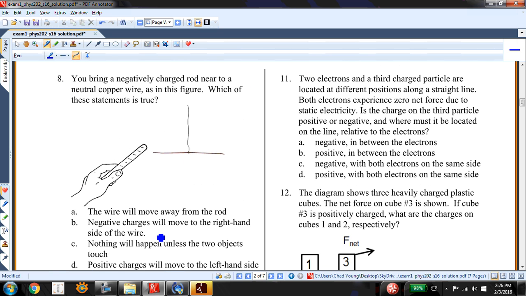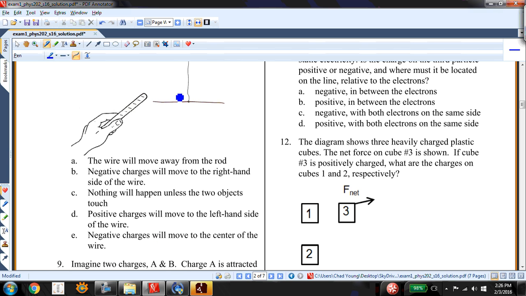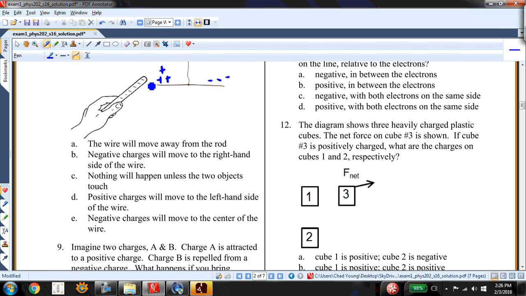Okay, you bring a negatively charged rod near to a neutral copper wire in this figure. Which of these statements is true? Well, this is what's going to happen. The negative charges are all going to rush down here, leaving me with positive charges here. In that case, the wire will be attracted to the rod. So A is not right, it's not going to move away. Negative charges will move to the right-hand side of the wire. Okay, that's true. Nothing will happen. Oh, that's not true. Positive charges will move to the left-hand side of the wire. We say, gosh, that might be true.